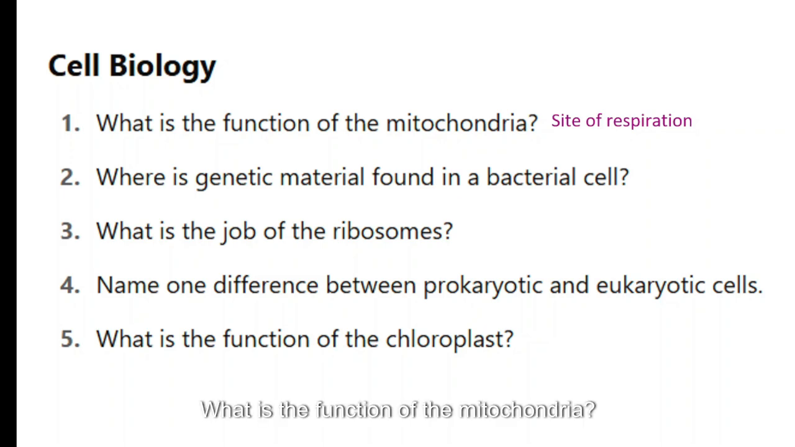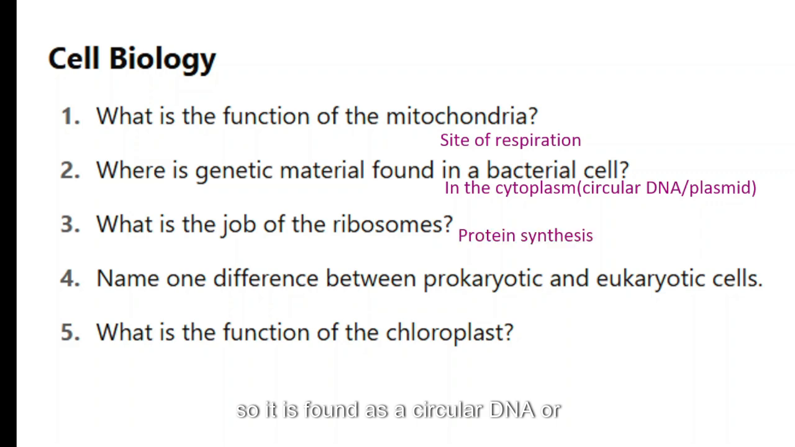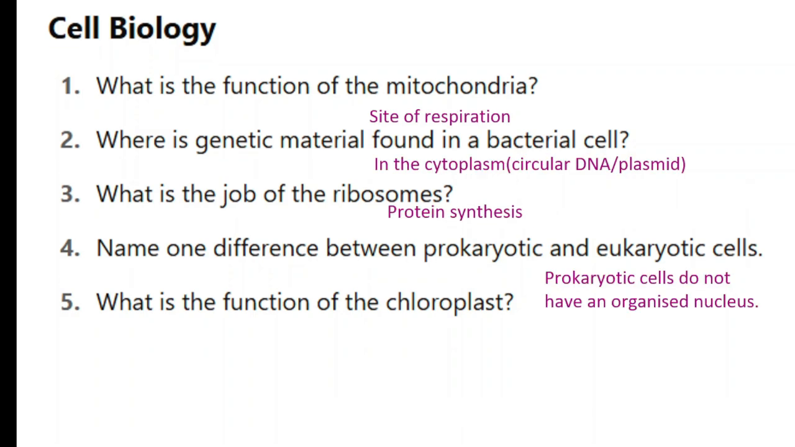What is the function of the mitochondria? Mitochondria is the site of respiration, so this is where most of the reactions of cellular respiration take place. In a bacterial cell, genetic material is found in the cytoplasm because there's no organized nucleus, so it is found as a circular DNA or plasmids. What is the job of the ribosomes? Protein synthesis.